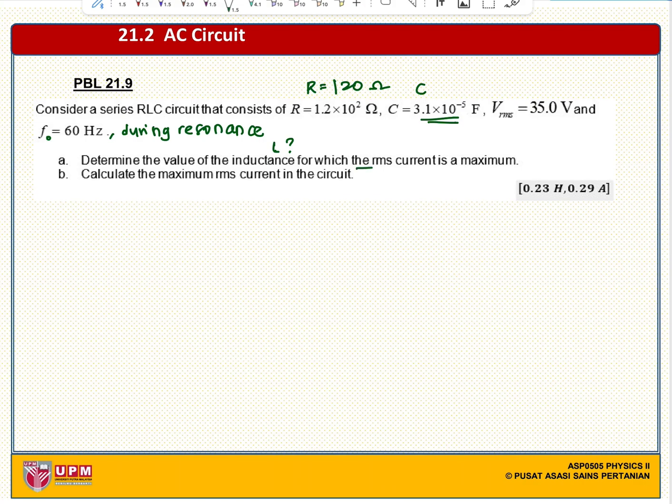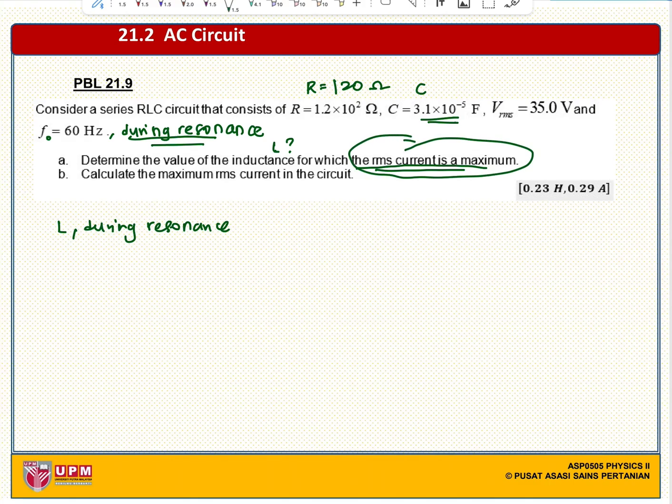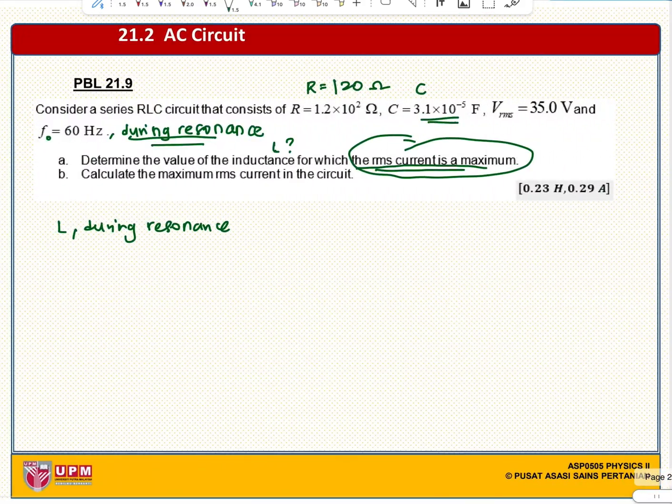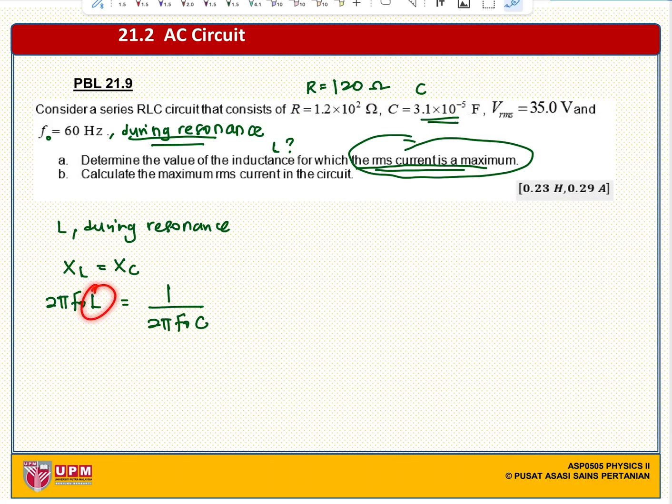Now it wants to determine the value of inductance L at which the RMS current is maximum. So when it says the RMS current is maximum, it means it wants L during resonant. Even if it did not say so above, you have to know from this sentence that it wants L during the resonant. So you can use the F0 equation directly, or you can use XL minus XC. XL is easier because we want to rearrange. This one is 2 pi F0 L, and this one is 1 over 2 pi F0 C.